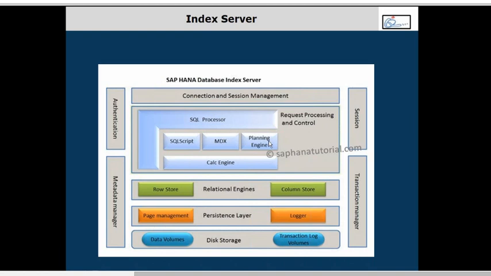SQL script engine is to execute all your SQL script statements or SQL statements. MDX engine is to execute your MDX queries, and planning engine is to execute your planning functions. Planning copy, for example: I have some planning data in version V1, and I would like to copy this planning data to version V2. This copy function will get executed by the planning engine if you install the planning kit in BW.